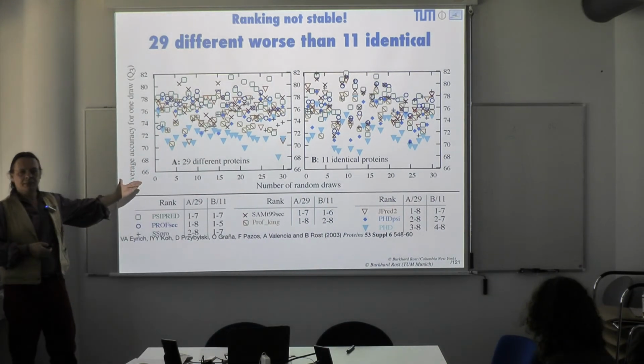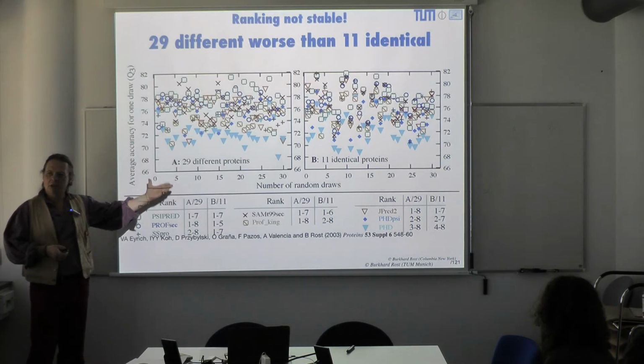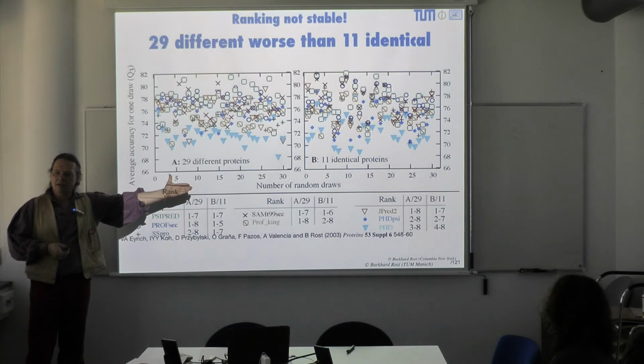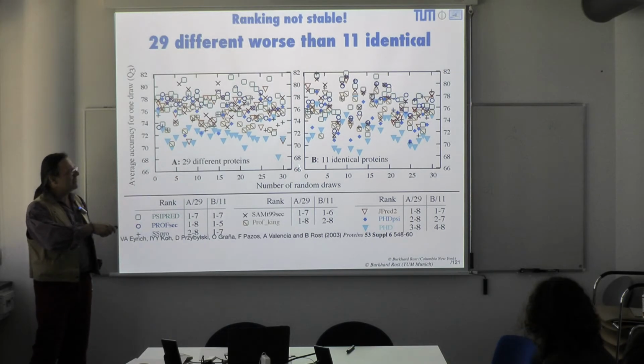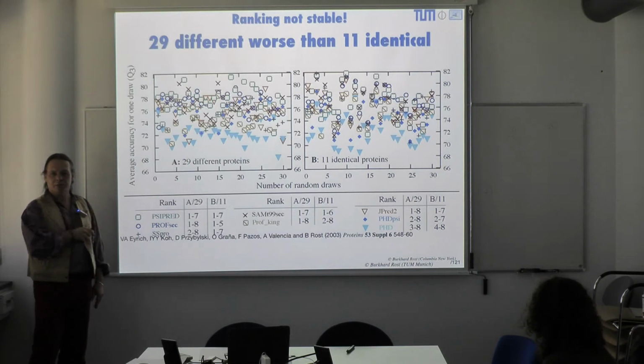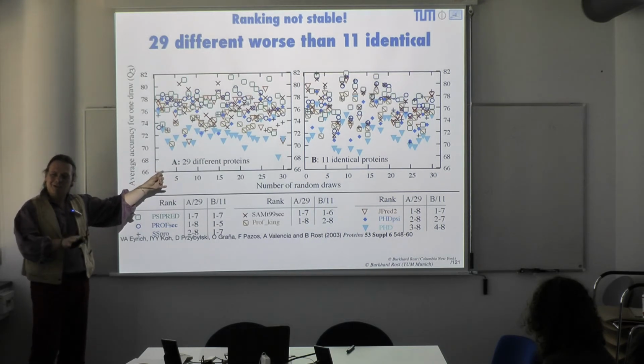So I can simply compare in this 29 different, in this scenario 11 identical. How close is my ranking here to reality? How close is it here? And what I find is that this is much, much worse. In fact, in this scenario, every method becomes the winner of a CASP, even methods that are clearly the losers.